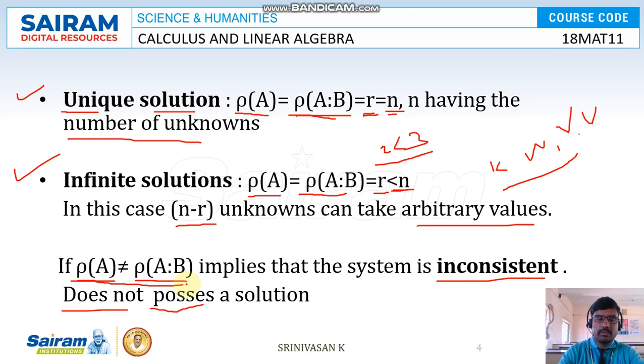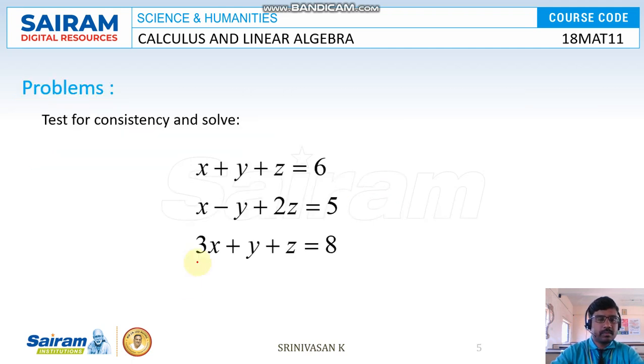Okay, so now we'll discuss the problem. First, test for consistency and solve. Our aim is to find the values of x, y, z by the condition. So this is the matrix. The form is Ax equal to B.